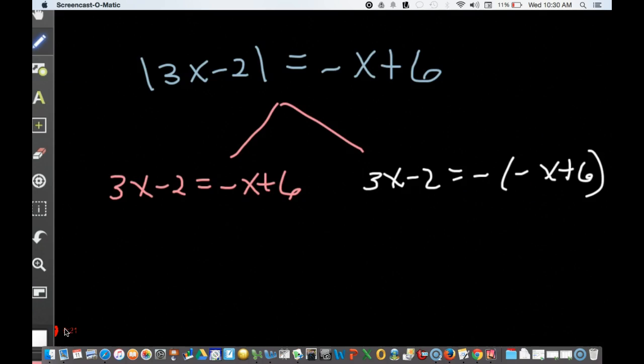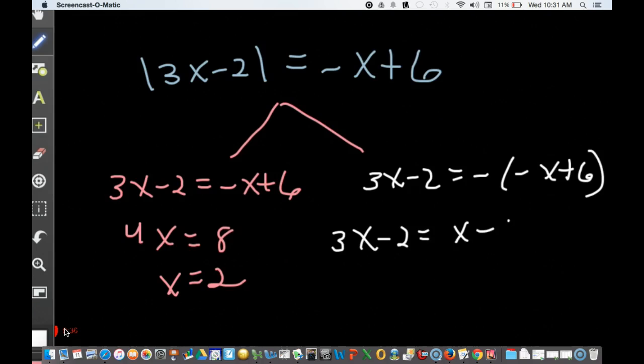We're going to solve here, and we're going to get on this side 4x equals 8, so x equals 2. And on this side we're going to get 3x minus 2 equals x minus 6. So 2x equals negative 4, x equals negative 2. Tell me, do they both check or not check?